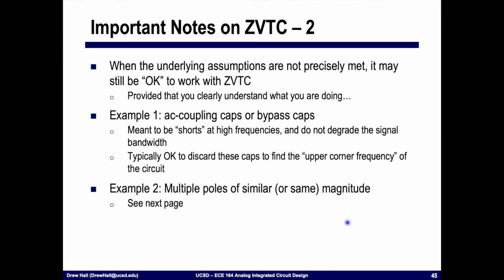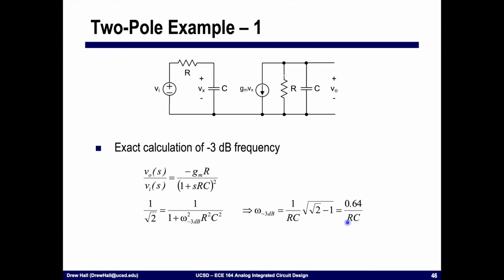All right, and so now I'll do that example that I was just mentioning before of what happens if I have multiple poles of similar or the same frequency. Okay. All right, so let's take this example. Let's say that we had a circuit that had an input impedance of R, or a driving impedance of R, and the input capacitance was C, and the output impedance was R, and it was driving a capacitance of C.